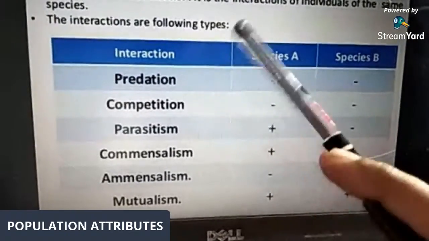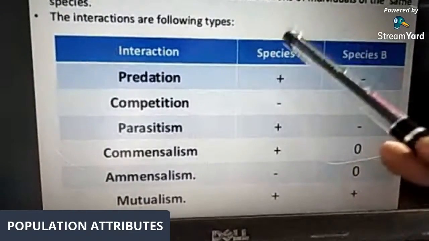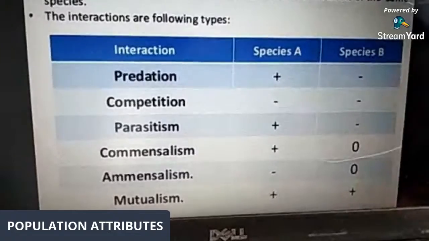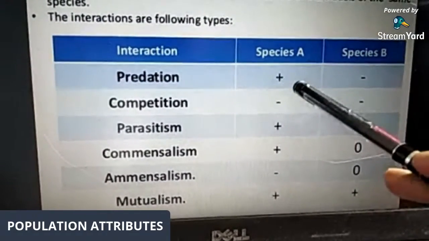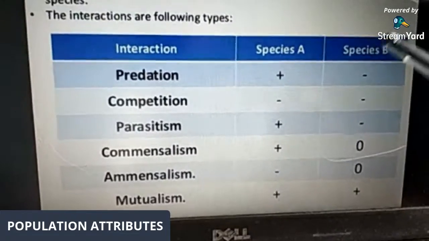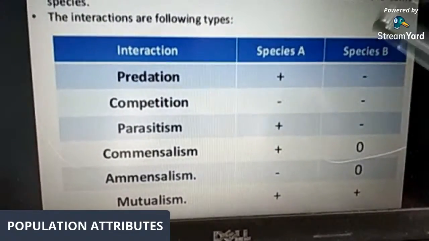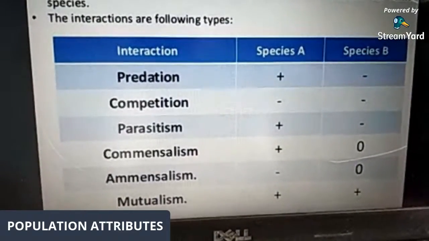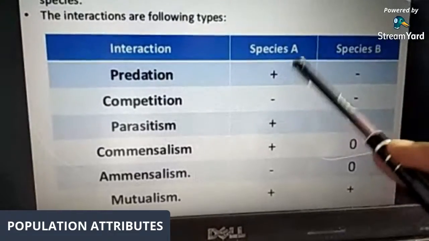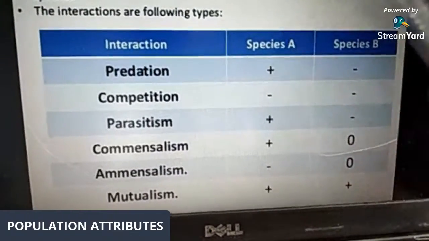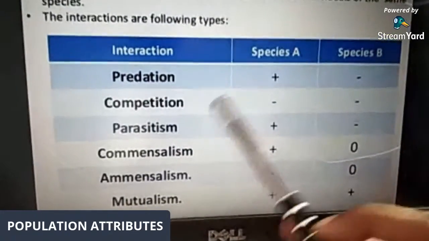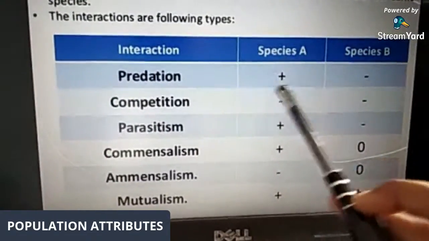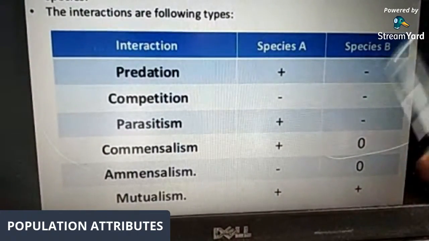What is the meaning of predation? Predation is one kind of interaction in which one species is benefited. The predator will be benefited, and the prey will be harmed. So species A will be benefited and species B will be harmed, and vice versa. Clear? In this table, the positive sign means benefited and the negative sign means harmed.